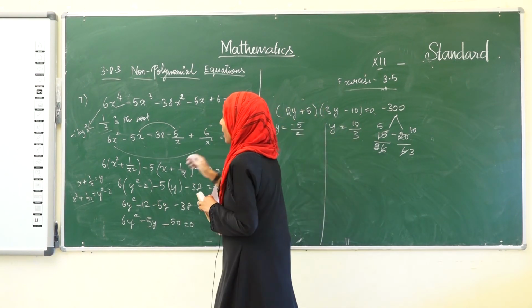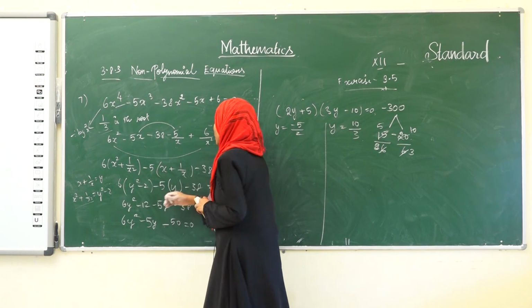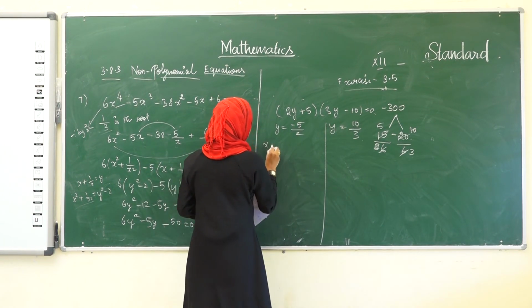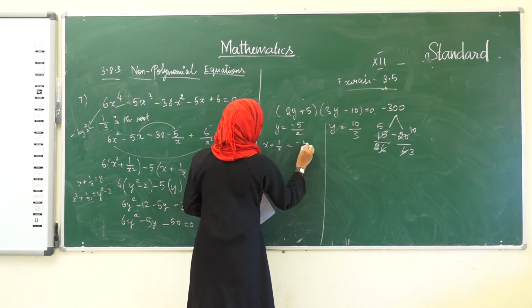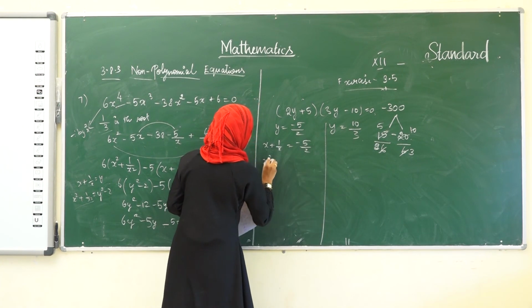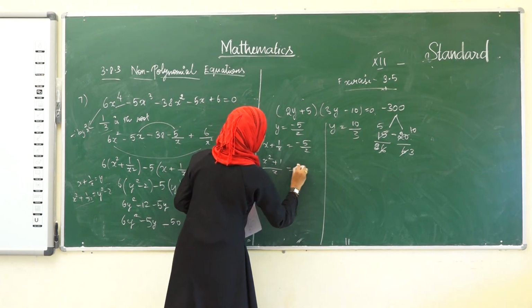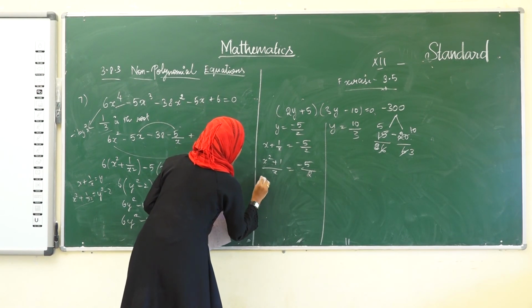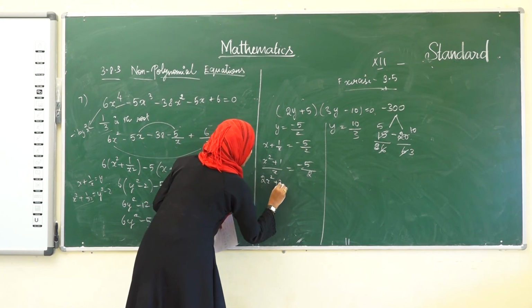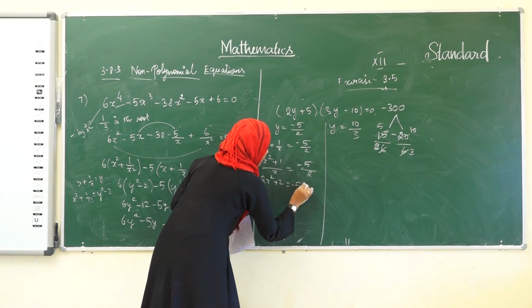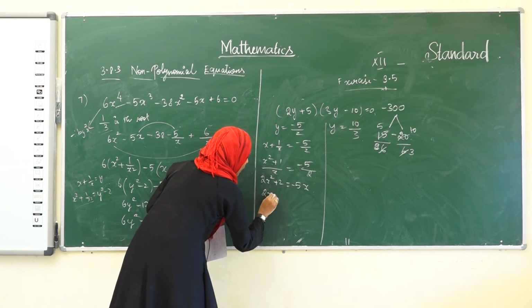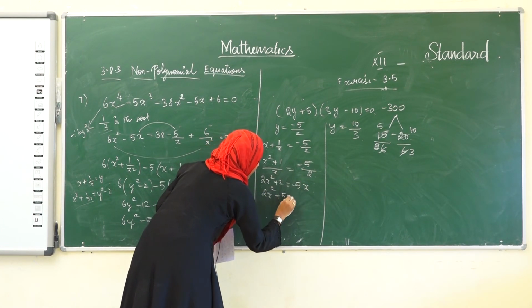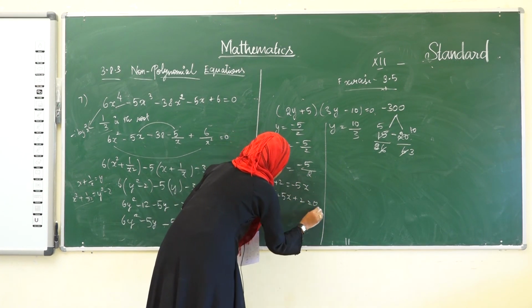We have substituted x plus 1 by x is equal to y. Therefore x plus 1 by x is equal to minus 5 divided by 2. x square plus 1 divided by x is equal to minus 5 divided by 2. We are going to cross multiply: 2x square plus 2 is equal to minus 5x. Therefore 2x square plus 5x plus 2 equal to 0.